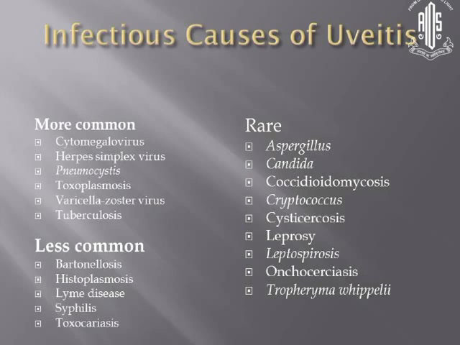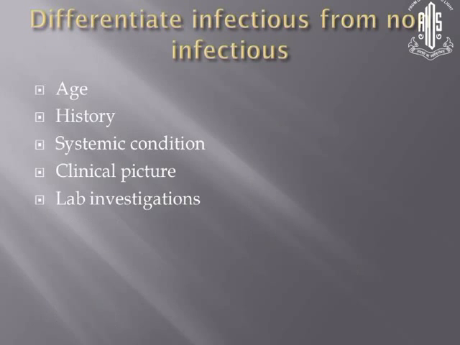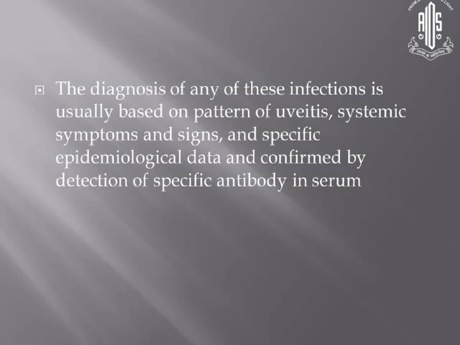These are the list of all the infectious causes of uveitis. To differentiate infectious causes from non-infectious, one should look at the age of the patient, history, whether the patient had any symptoms or signs of systemic infection, like something that started with a fever, skin rash, etc. Also any systemic condition already present in the patient, clinical presentation and laboratory investigations. So diagnosis of any of these infections is usually based on pattern of uveitis, systemic symptoms and signs, specific epidemiological data and confirmed by detection of specific antibody in serum.